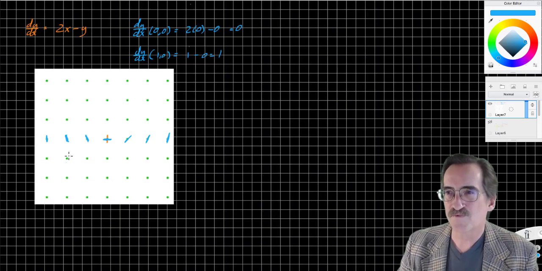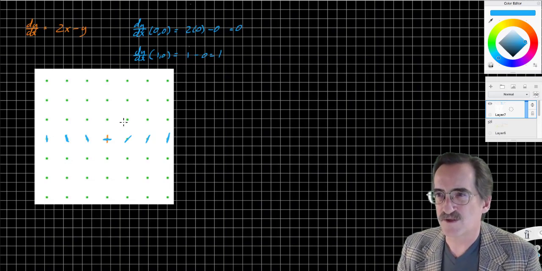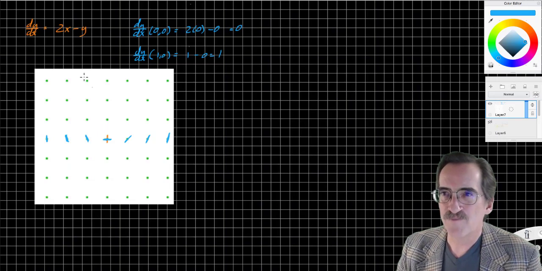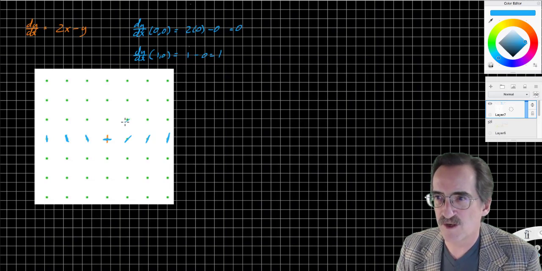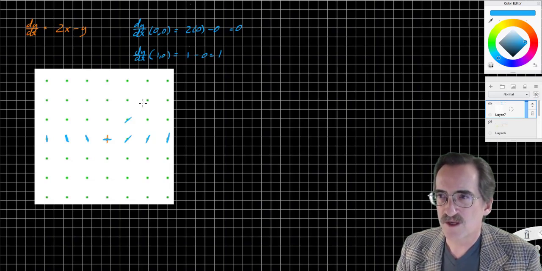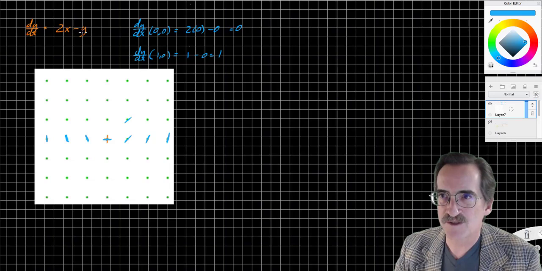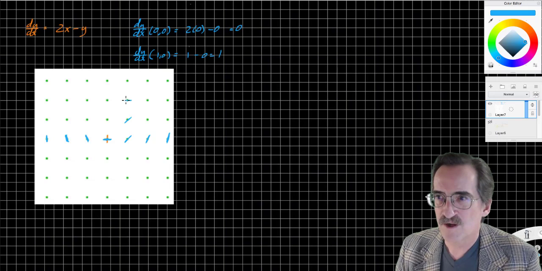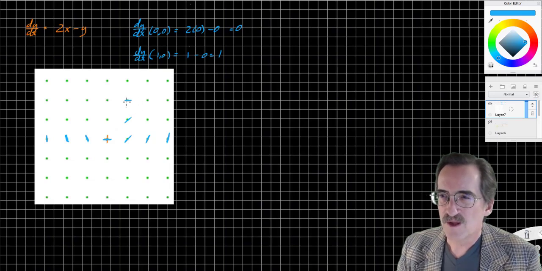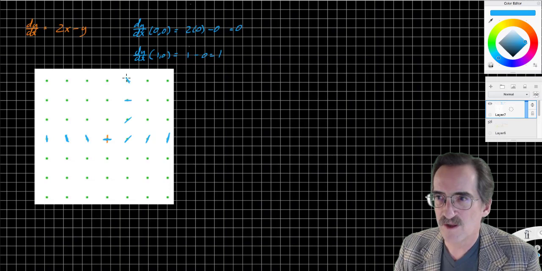Okay, let's do a few more points. I may or may not do all of these. Let's try (1, 1): 2 times 1 is 2, minus 1 is 1, that has a slope of 1. Then (1, 2): 2 times 1 is 2, 2 minus 2 is 0, that has a slope of 0. And (1, 3): 2 times 1 is 2, minus 3, that has a slope of negative 1.